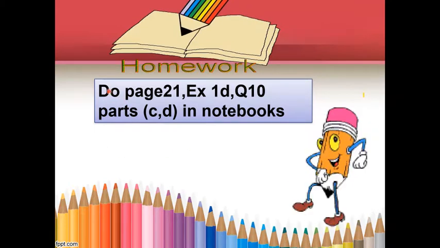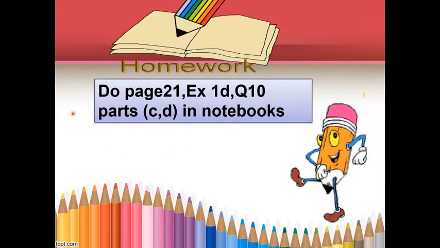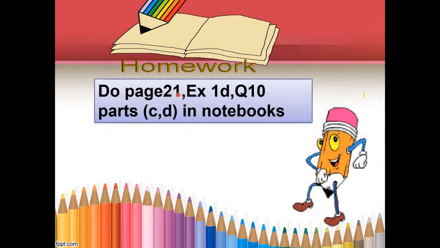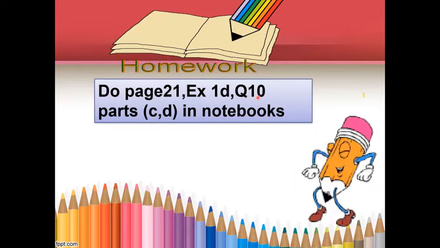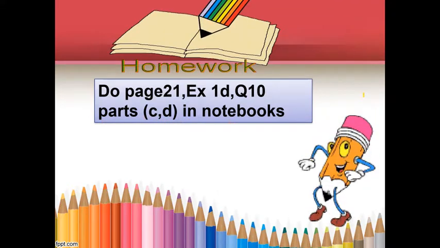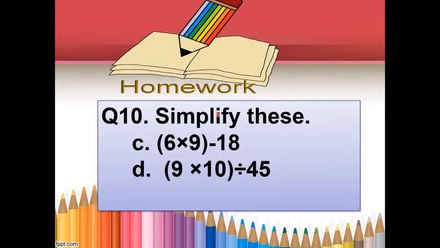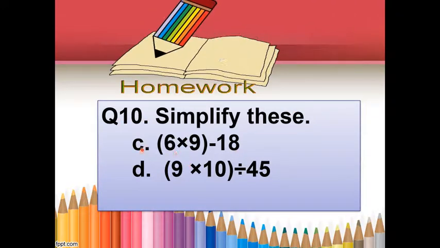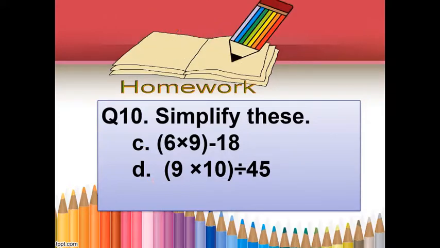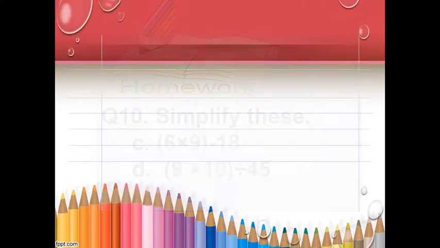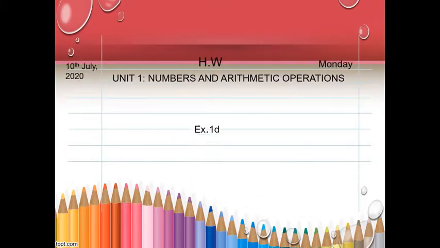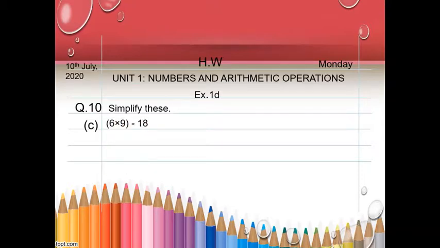So for now, please note down your home task. Your home task is, you will do page 21, exercise 1D, question number 10, parts C and D in your notebooks. Here you can see the questions. Simplify these. You will solve part C and part D by using the brackets rule. And now this is the pattern by which you can solve your homework. You must keep this pattern in your minds, and you should follow this pattern to solve the questions.